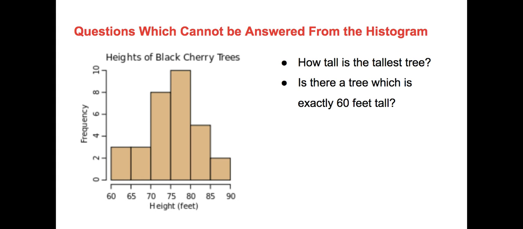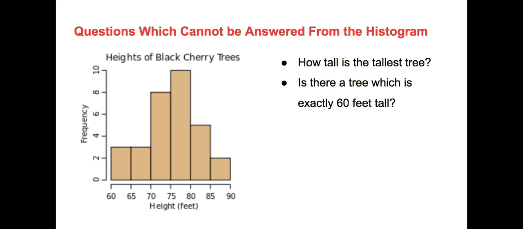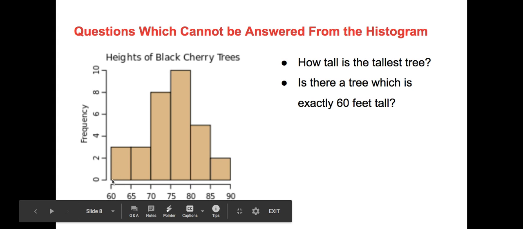Questions which cannot be answered from this histogram is how tall is the tallest tree? Because they're in ranges, we know that the tallest trees are between 75 and 80 feet, but we don't know exactly how tall it is. And is there a tree which is exactly 60 feet tall? We don't know. There's a tree in that range, but we don't know exactly how tall the tallest one is.